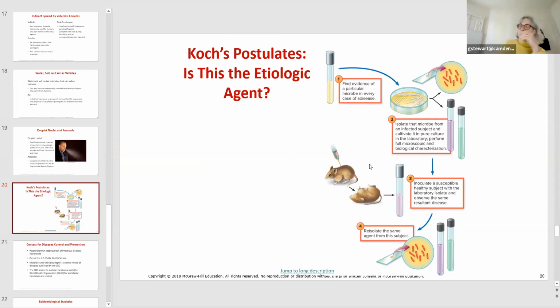So clearly, we can't do this test. We can't follow Koch's postulates sometimes for viruses because they're difficult to grow outside the body. And of course, we can't follow this test and inject healthy people with an agent just to see if it makes them sick. That's why we usually use an animal model. And then other times it's based on a large body of evidence.